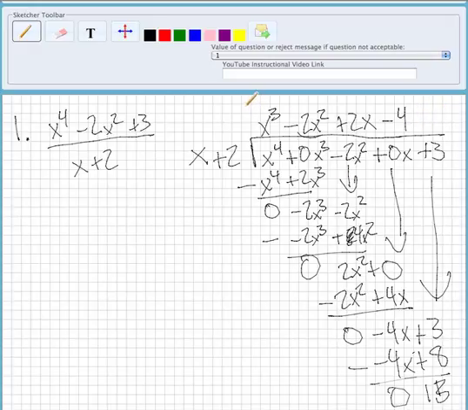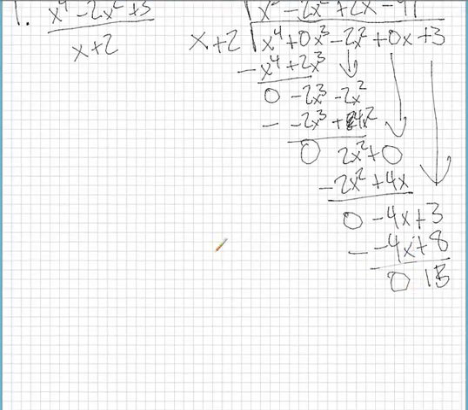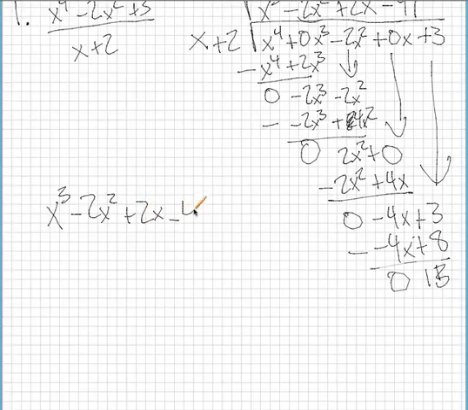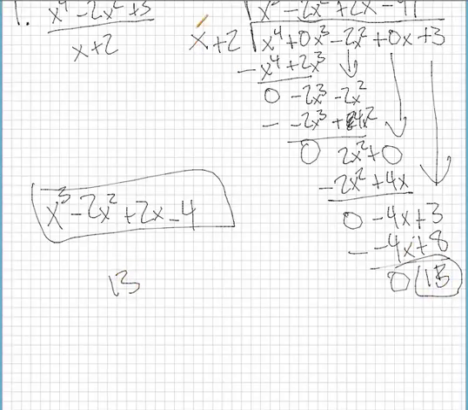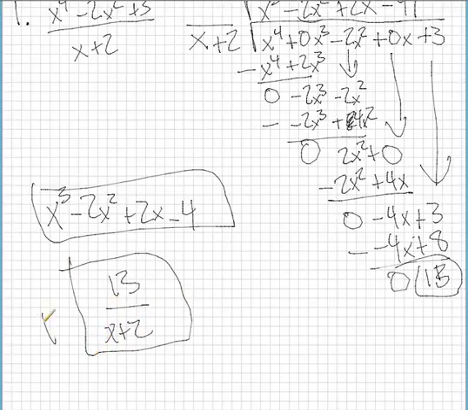So this is actually going to be our quotient, and then the remainder is going to be 13 over x plus 2. So our answer is x to the third minus 2x squared plus 2x minus 4. That's our quotient. And our remainder is going to be this number right here. So it's going to be 13, and it's going to be over x plus 2. This is the remainder. This is the quotient.